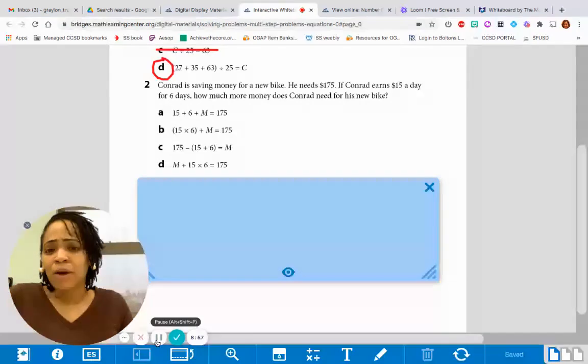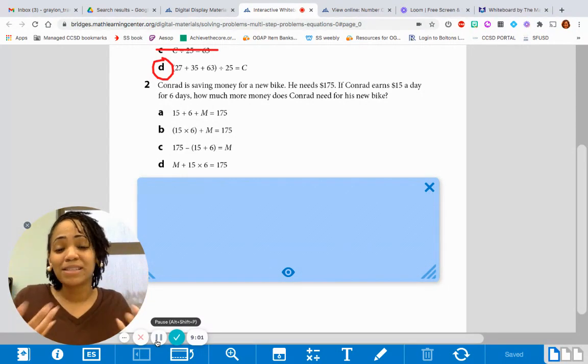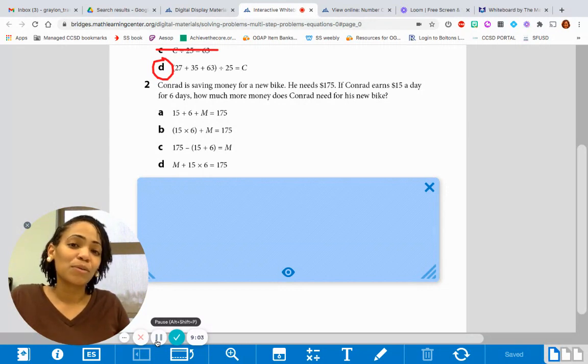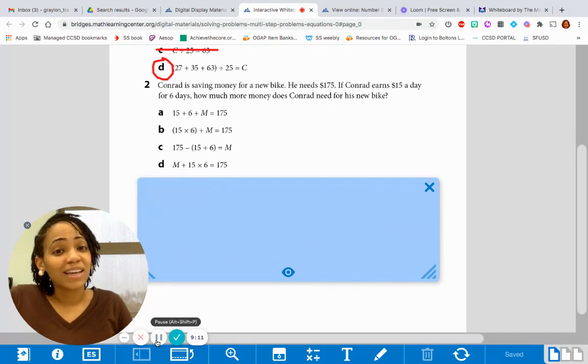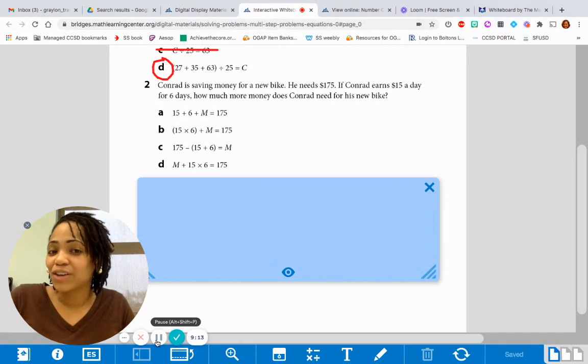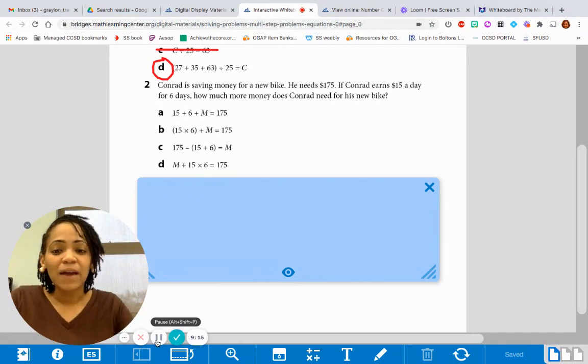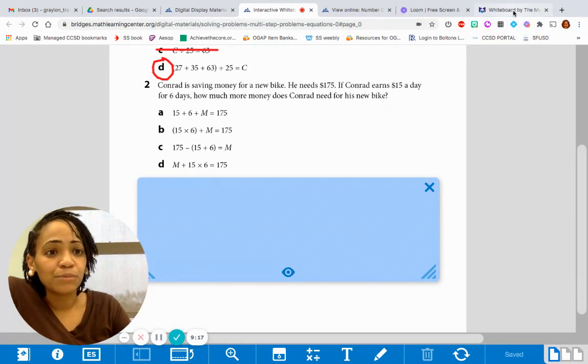Perhaps by putting our variable into maybe some different locations. Who remembers what a variable is? Right, our variable is our unknown quantity. It's what we are trying to figure out. So that's what I would like for you to do for number 2.